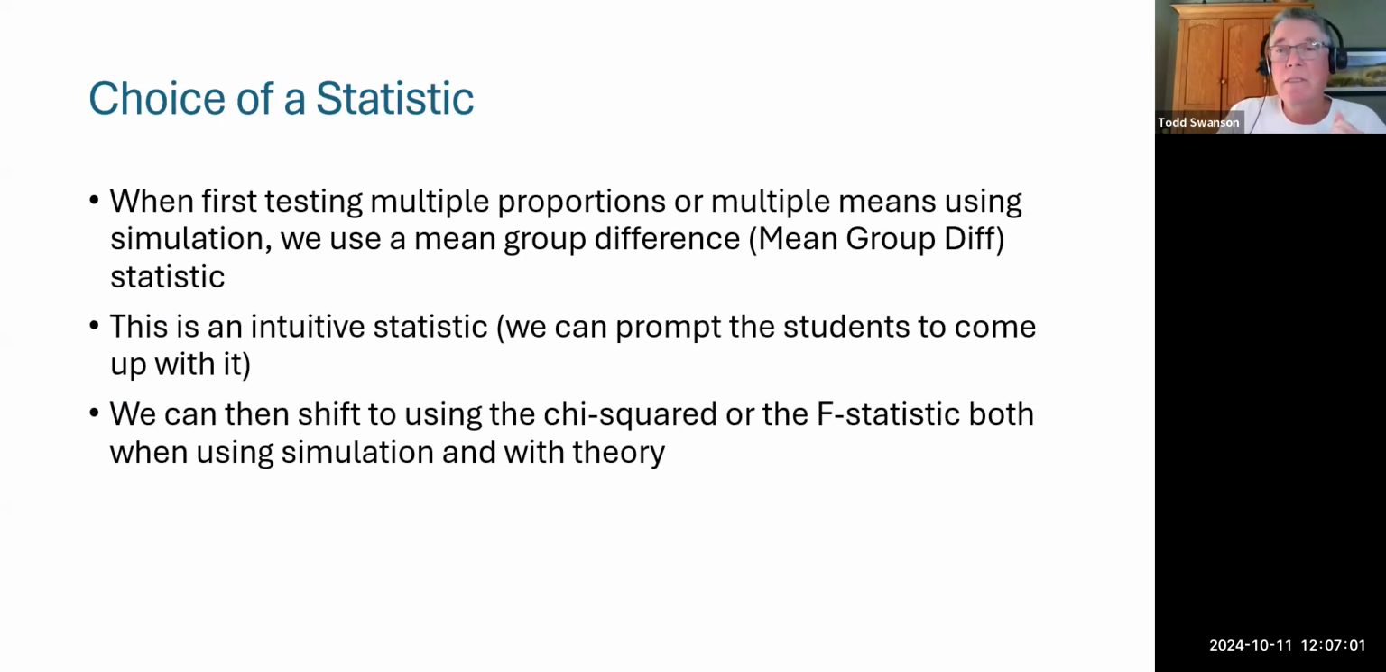So that mean group diff statistic that I talked about. When we're testing multiple proportions, as I said, or multiple means like I'm going to do here, we use this mean group diff statistic. That's a very intuitive statistic, one that you can get students through a couple of questions to probably figure out, oh, we could do this. We could do this to find out how far our means are apart or how far our proportions are apart from each other. So it's a very intuitive statistic. And then we segue there to a chi-squared or an F statistic like we'll do today.